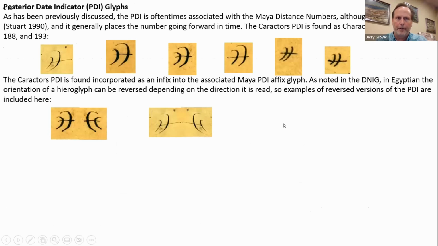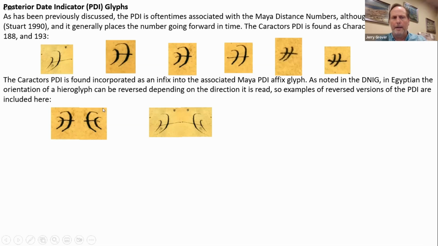So then we get to the posterior date indicator. As I mentioned, it places the numbers going forward in time. These are the ones from the characters documents. These are the different examples. Then I've also just done the mirror.